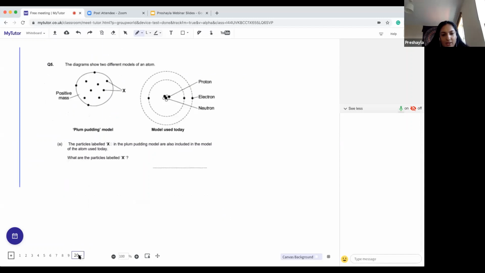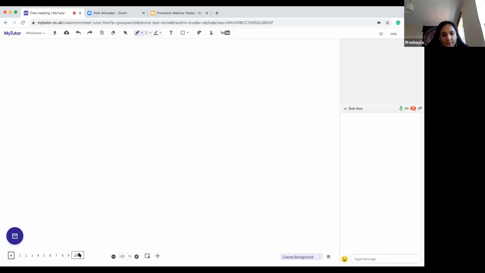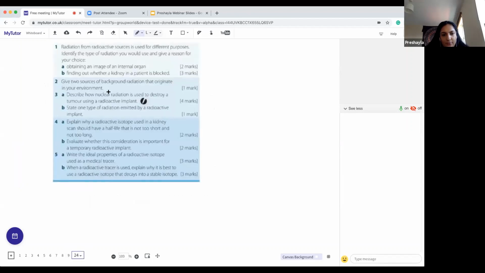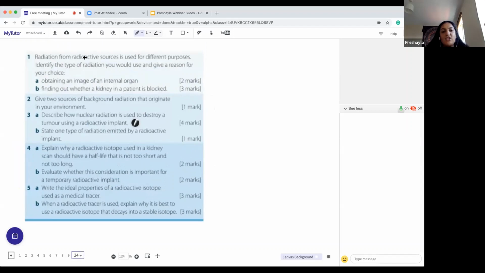Okay, let's try some. Okay, so radiation from radioactive sources is used for different purposes. Identify the type of radiation you would use and give a reason for your choice. What radiation would you use for obtaining an image of an internal organ? And what radiation would you use for finding out whether a kidney in a patient is blocked? And why? Have a think. I'll give you 2 minutes to have a think about what radiation you'd use and why. Put your answers in the chat or just have a think to yourselves.